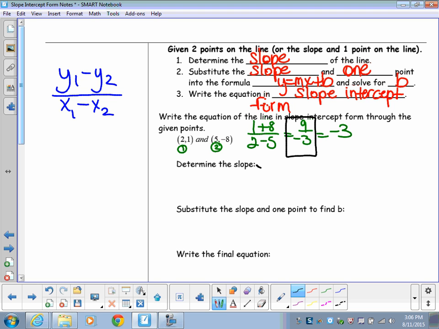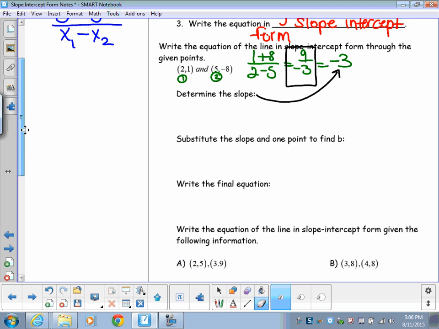Now we are going to substitute my slope and one point in order to find b. What am I talking about when I say substitute? That means use your slope-intercept formula. This is what you're going to use: y equals mx plus b. You're going to use this formula when it's talking about substitution so that you can find b.